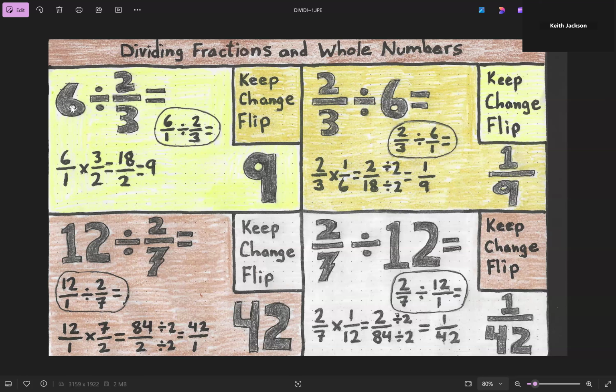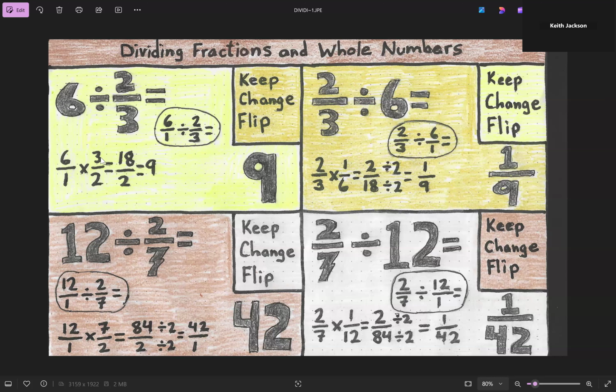I'm going to show you the difference in answers when we work these problems out. And so let's take 6 divided by 2/3. Let us just write it as 6 over 1 divided by 2 over 3. And from here, we're going to keep, change, flip. We're going to keep the 6 over 1. We're going to change the division to multiplication. And then we're going to flip the fraction on the right to its reciprocal. So we're going to write the reciprocal of 2/3, which is 3 over 2.